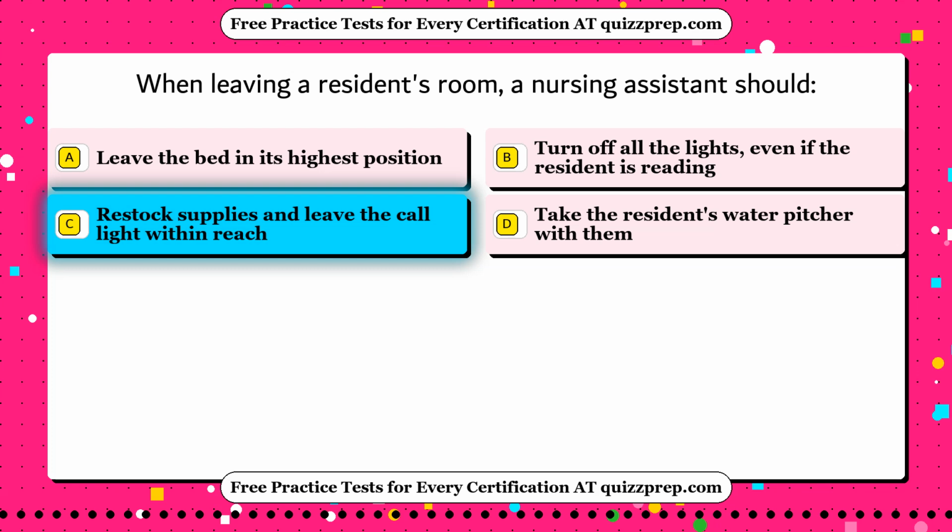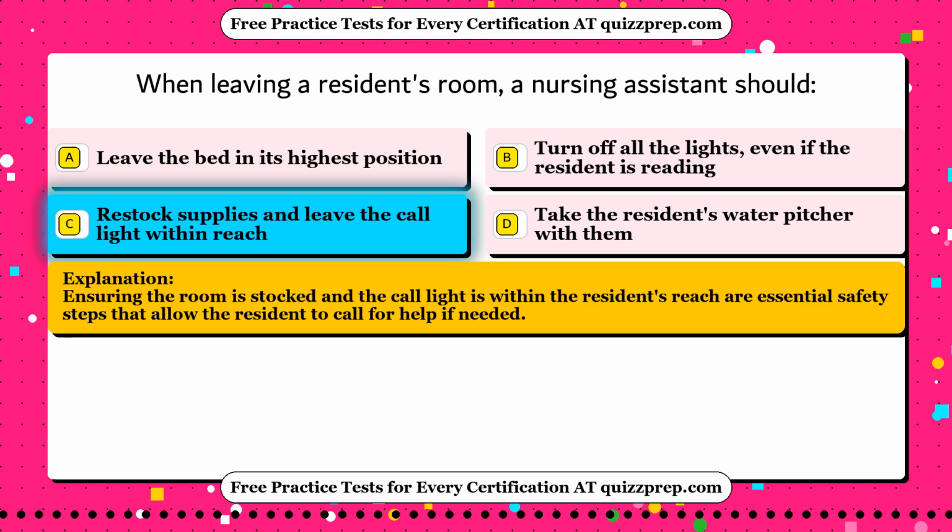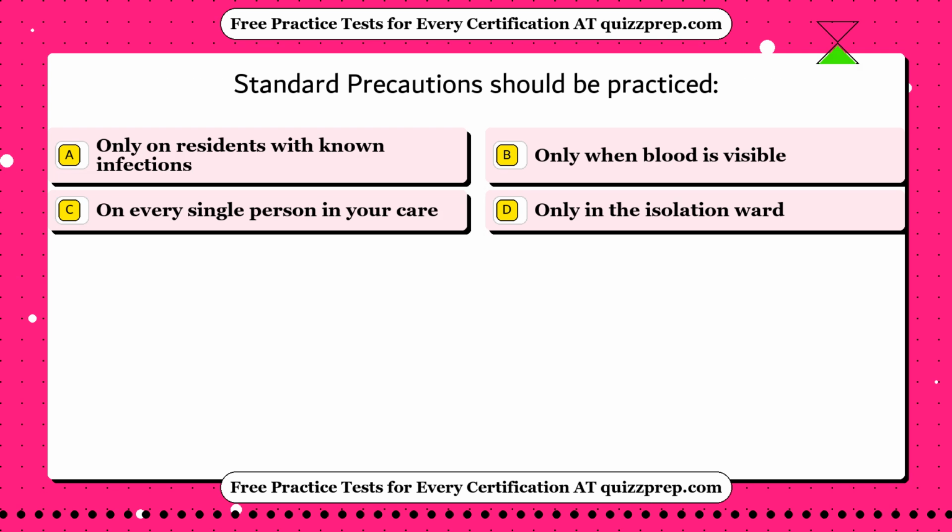The correct answer is option C. Restock supplies and leave the call light within reach. Ensuring the room is stocked and the call light is within the resident's reach are essential safety steps that allow the resident to call for help if needed. Question 36. Standard precautions should be practiced.